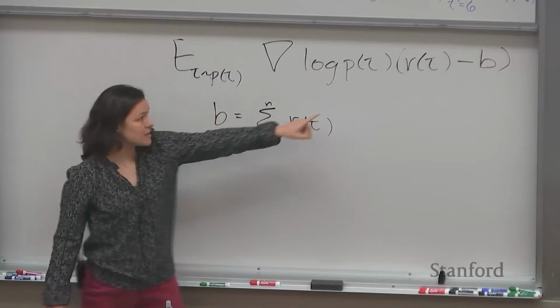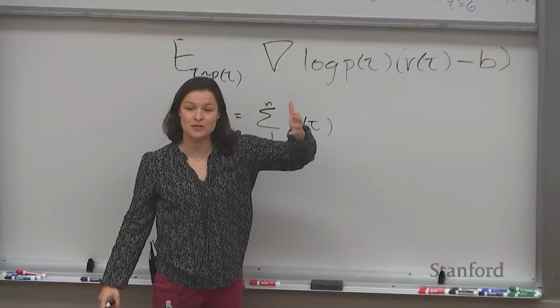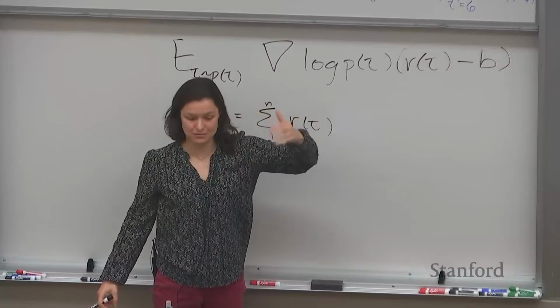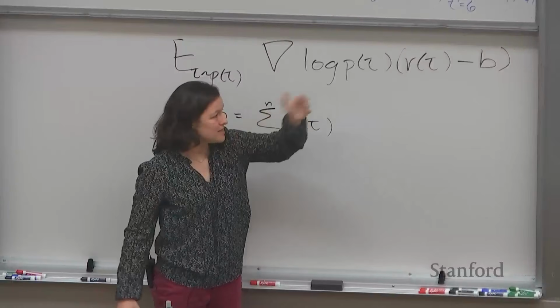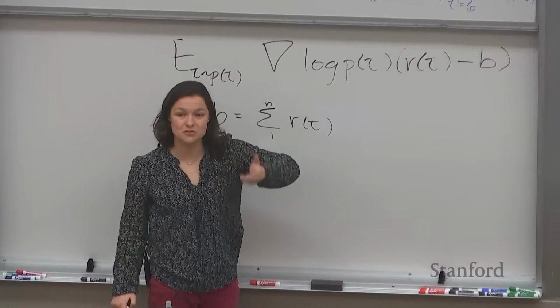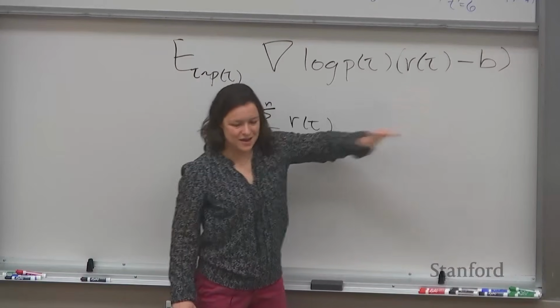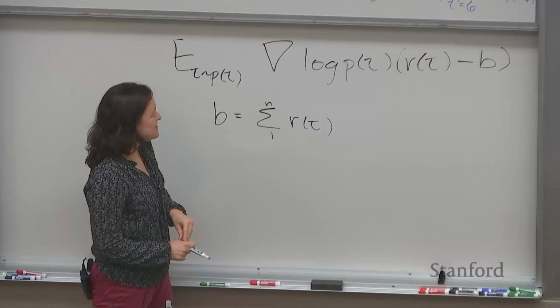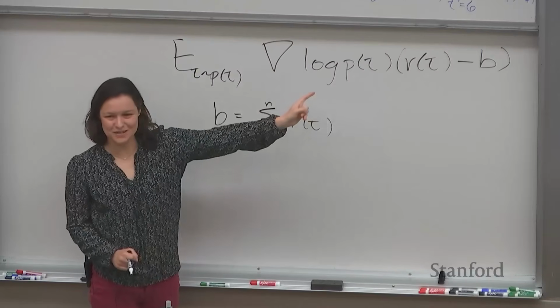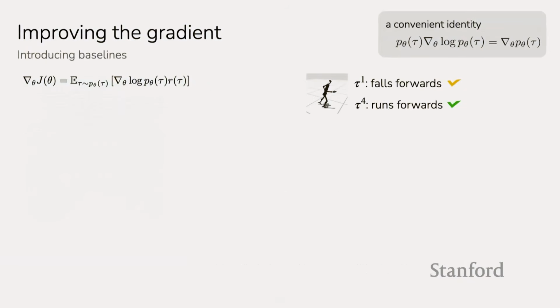If we subtract the average reward, this means that things that are better than average will increase the likelihood, and things that are below average will lead us to decrease likelihood. So this will be negative. Now, you might be wondering, can we just add this B here? Did I just make that up? Why are we allowed to do that?